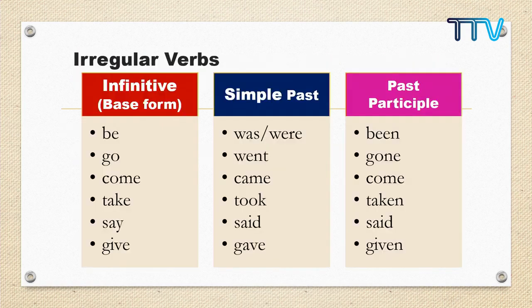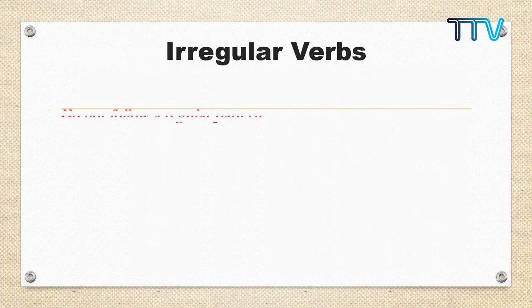So irregular verbs, unlike the regular verbs, we have the be form. Was, were, been, so go, went, gone, come, came, come. So it's different, right? We don't add the d or ed, so they take a different form. So again, for irregular verbs, you need to learn them. See, they do not follow a regular pattern.